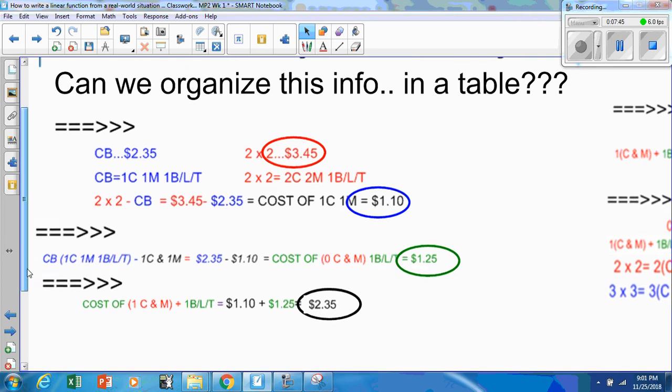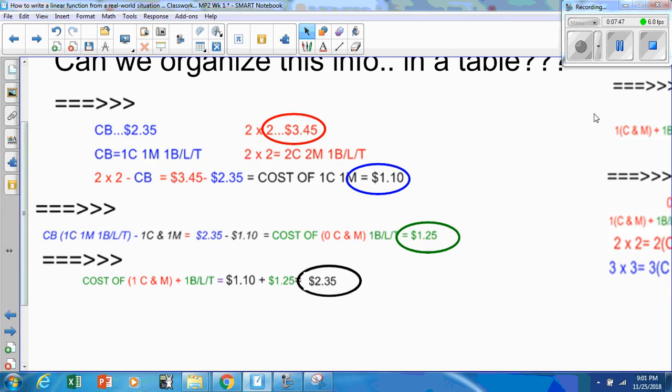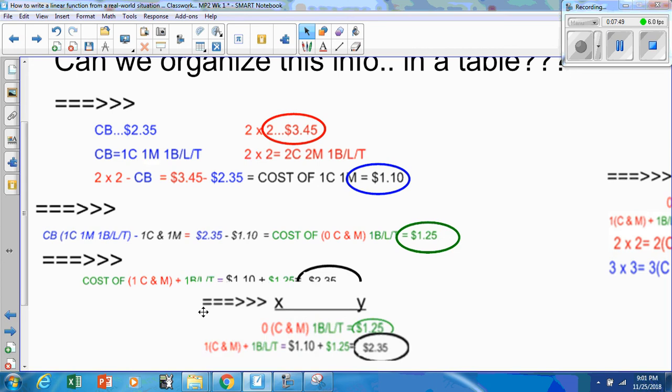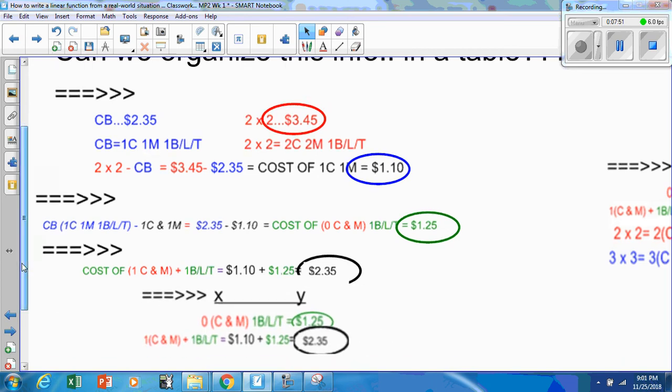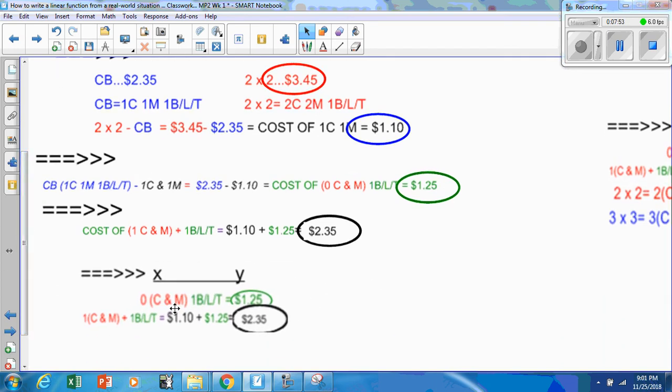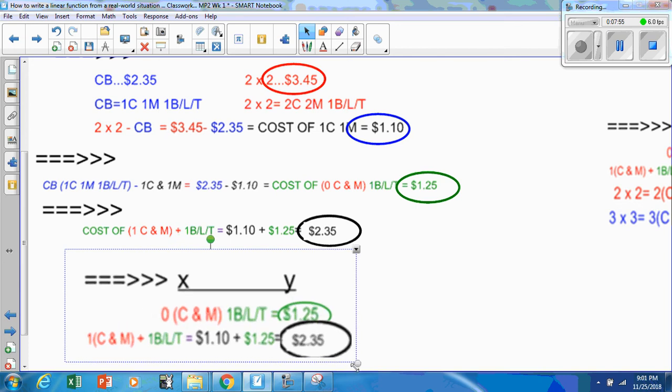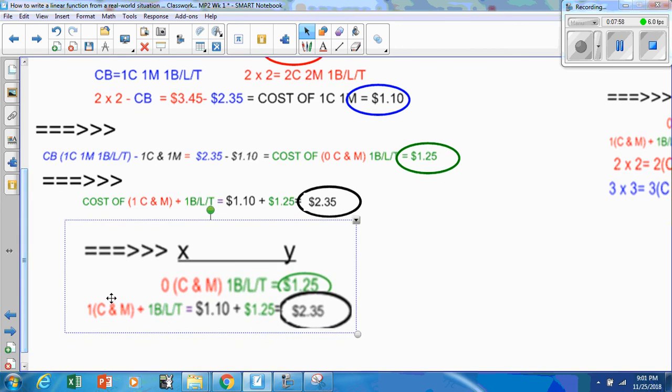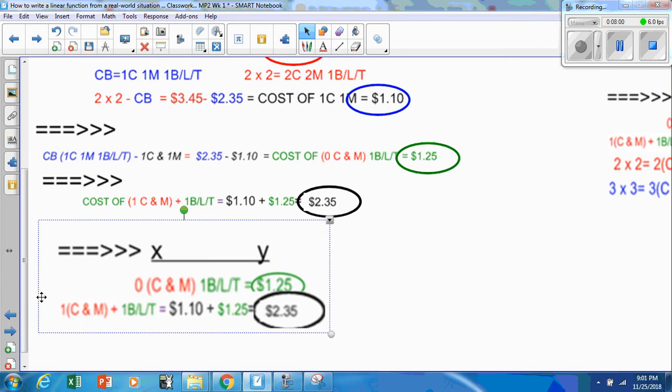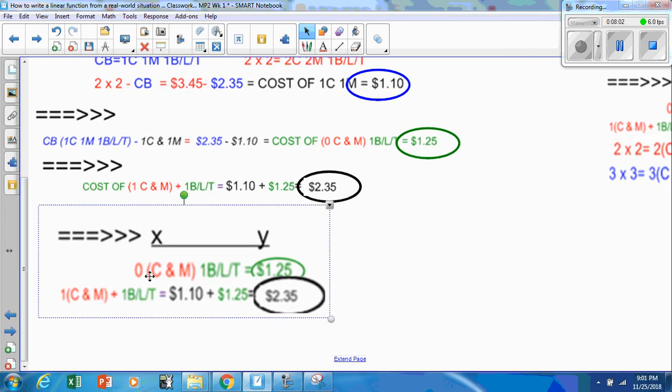So I'm suggesting to you, if I was to make a table, I would start at ground 0. No meat, no cheese. That's going to cost me $1.25. I know if I add 1 patty of meat and 1 patty of cheese, I'm adding $1.10. That's going to cost me $2.35.